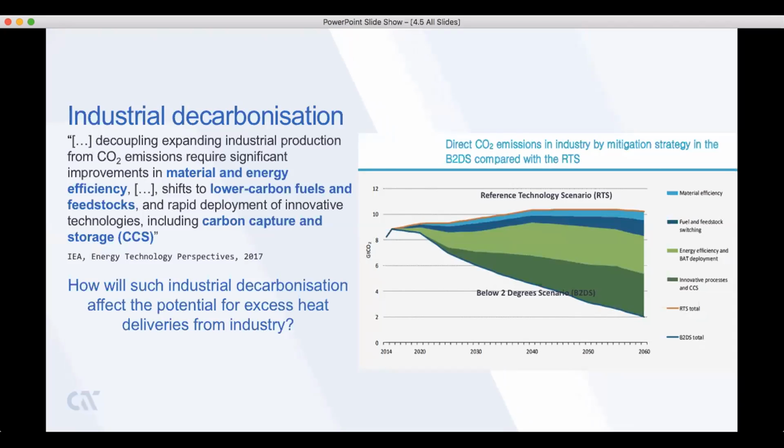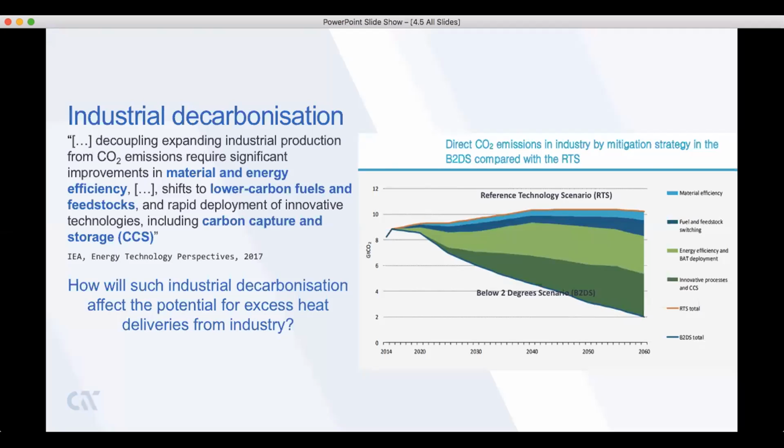Such profound changes of industrial processes and energy systems are likely to affect the availability of excess heat, and a better understanding of how the excess heat potentials might change is needed in order to utilize excess heat in ways that can be resource efficient in the long term.